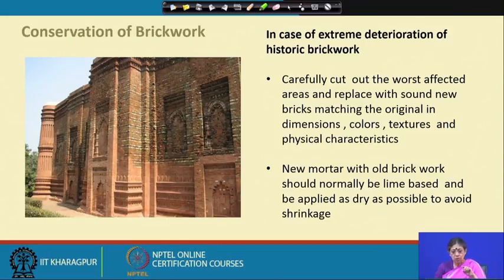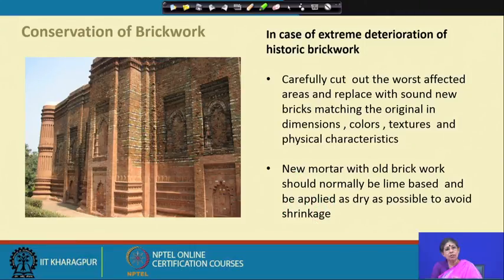And new mortar with old brickwork should normally be lime based, and this is again and again very important. The lime that was used was slow setting, it has its own property, it is much more compatible. Material wise, the use of cement is not at all desirable. Some admixture can be given, but again I am saying, after testing and depending on the behavior. So, the new mortar with old brick should normally be lime based and be applied as dry as possible to avoid shrinkage.